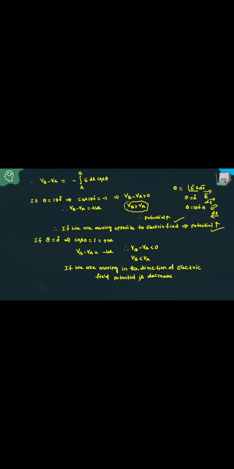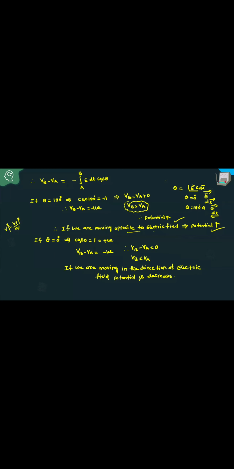One simple observation. What is potential? Potential is the work done per unit charge. If you are moving opposite to the electric field, do you have to do more work or less work? More work, so the potential increases. If you are moving in the direction of the electric field, less work is done, and the voltage will reduce. This is the observation. Understand the point?